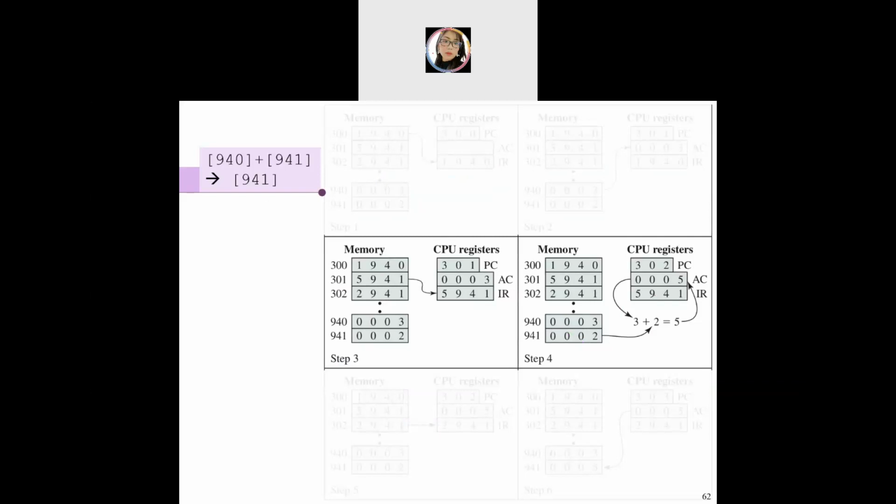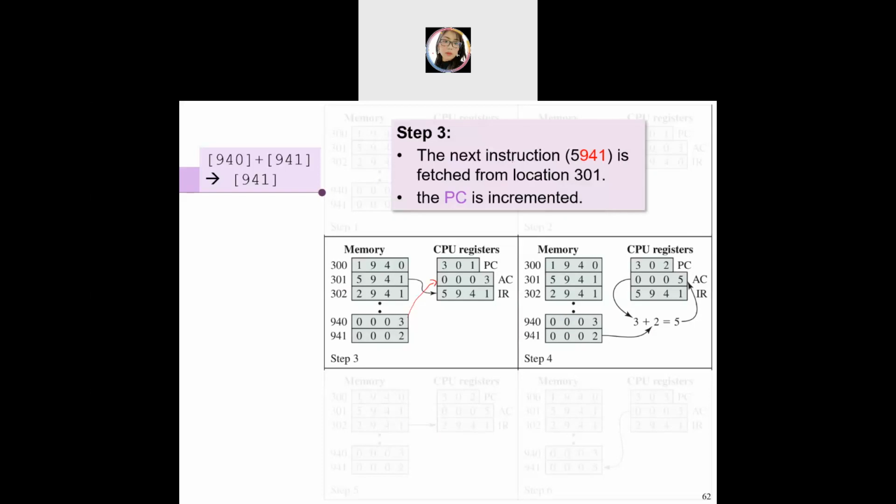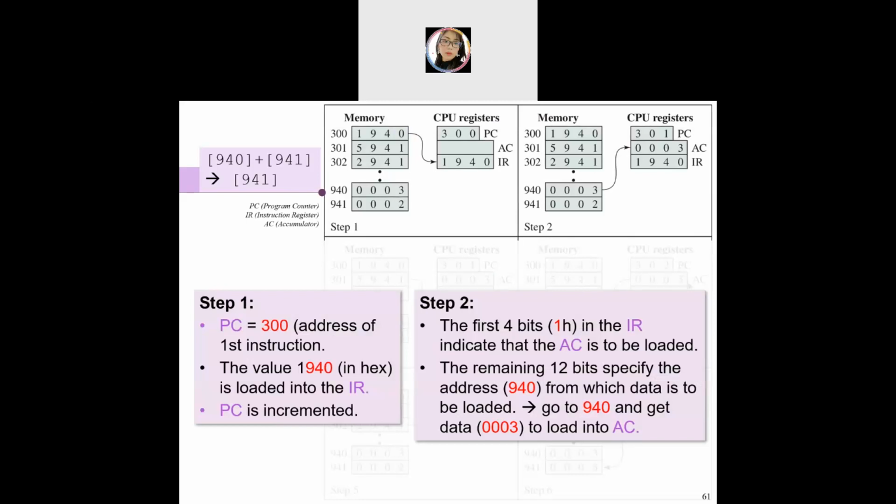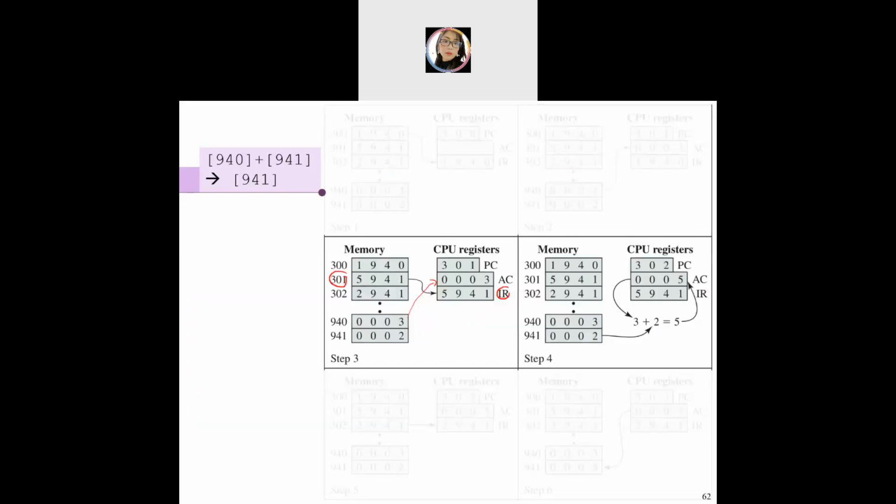After loading to your AC, the next instruction for your IR is fetched from location 301, because just now your pointer already increased. Just now you finished loading to your AC. It will continue the cycle doing a similar thing. You check here, you check the answer, you load to IR.